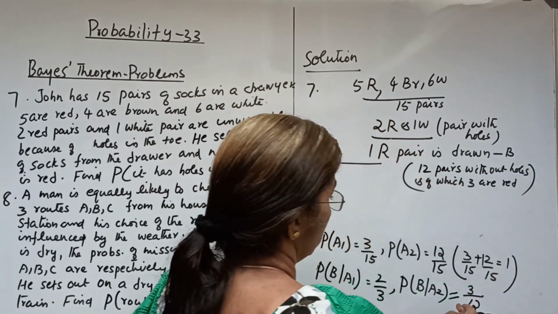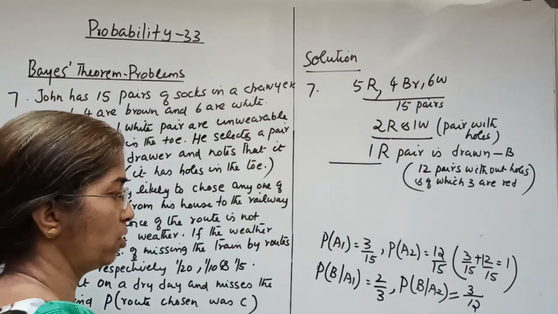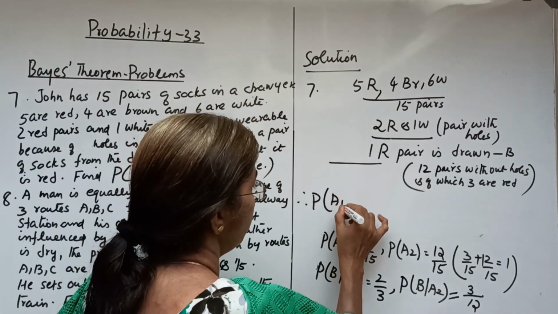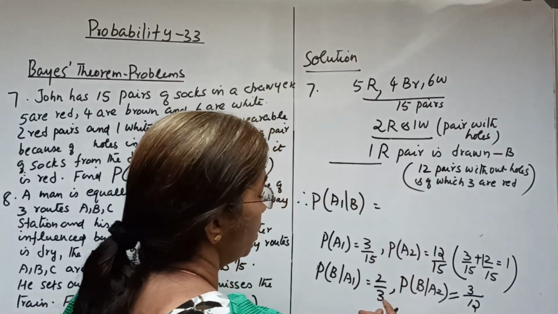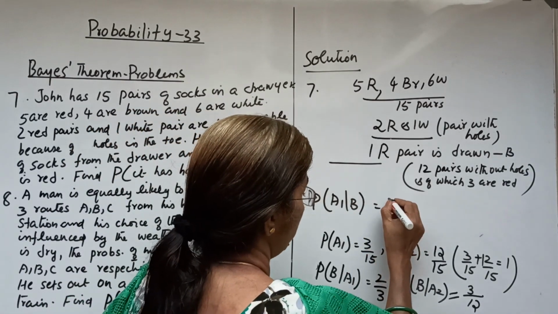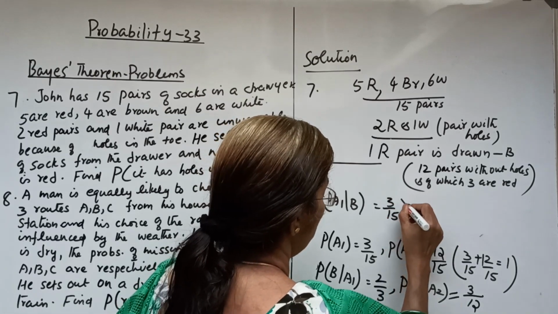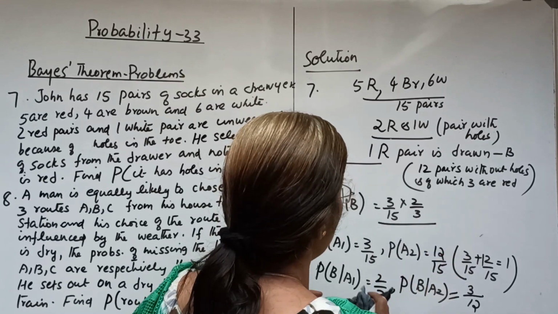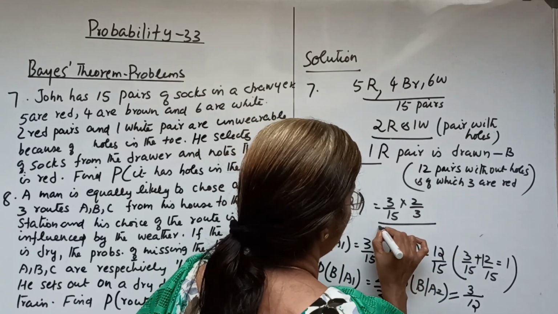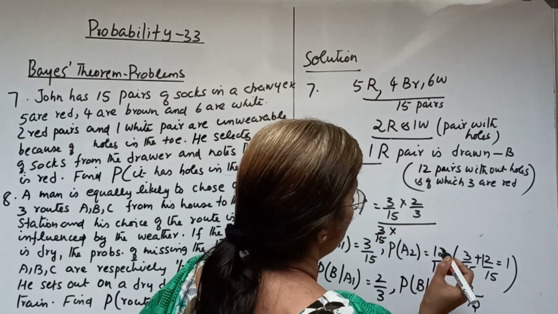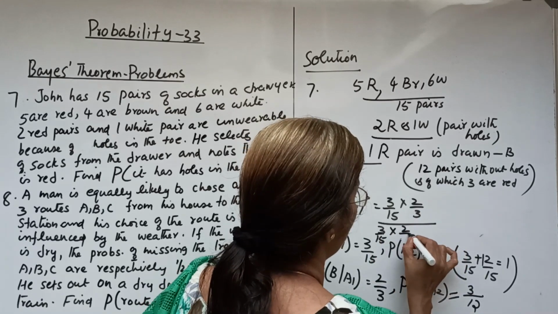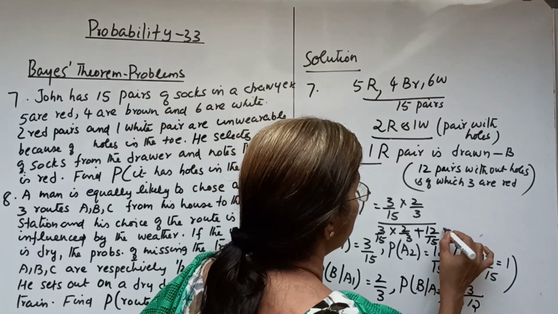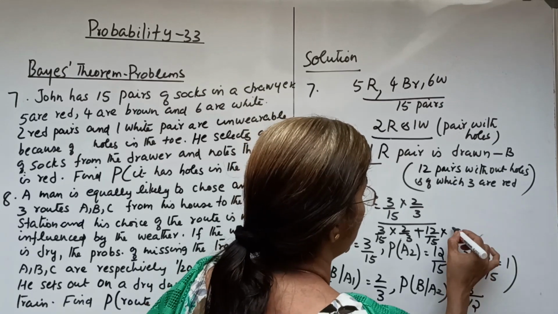Okay, so that 3 by 12 is the probability of P of B given A2. Now therefore P of A1 given B is equal to, already we have the result, P of A1 3 by 15 into P of B given A1 2 by 3, divided by the same term, 3 by 15 into 2 by 3, plus P of A2 12 by 15 into P of B given A2, which is 3 by 12.